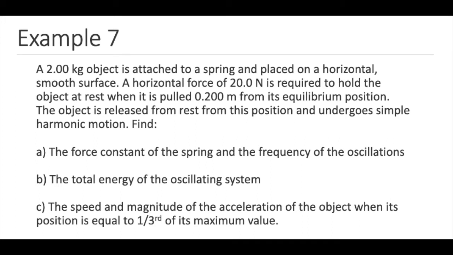Example 7. A 2 kilogram object is attached to a spring and placed on a horizontal smooth surface. A horizontal force of 20 newtons is required to hold the object at rest when it is pulled 0.2 meter from its equilibrium position. The object is released from rest from this position and undergoes simple harmonic motion. Find A, the force constant of the spring and the frequency of the oscillation, B, the total energy of the oscillating system, C, the speed and acceleration of the object when its position is equal to 1/3 of its maximum value.